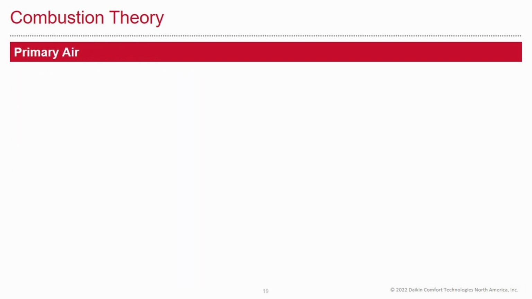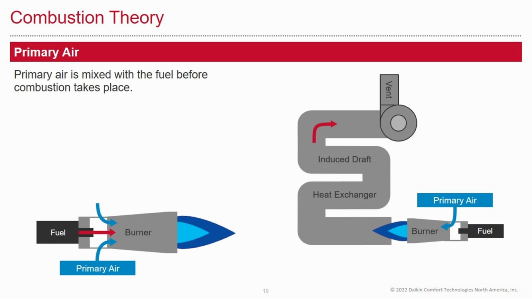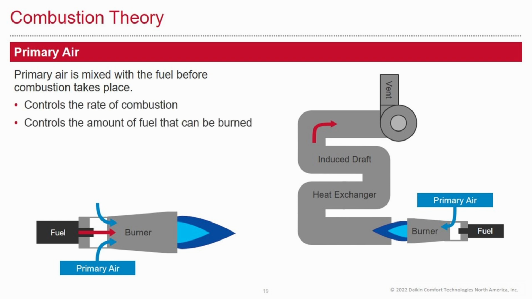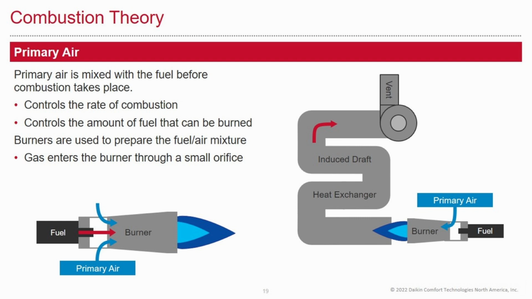Primary air. Primary air is mixed with the fuel before combustion takes place. It controls the rate of combustion. It controls the amount of fuel that can be burned. Burners are used to prepare the fuel-air mixture. Gas enters the burner through a small orifice. A Venturi effect draws air into the burner and mixes it with the gas.